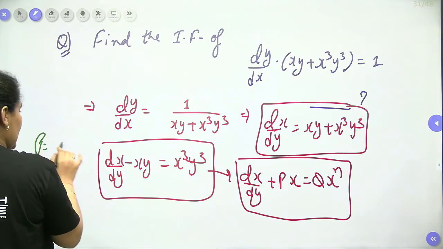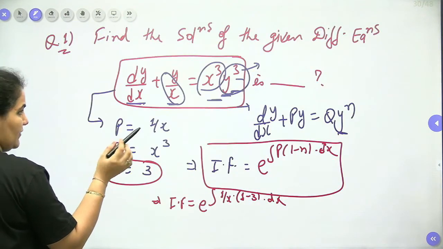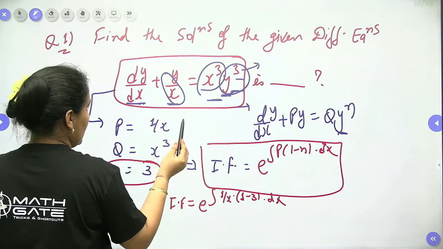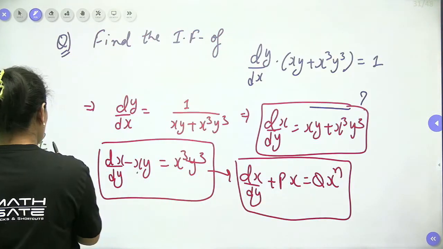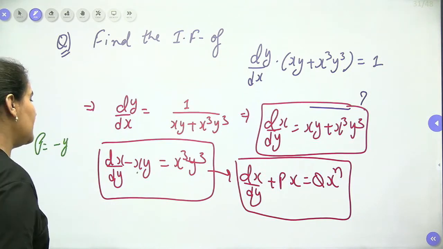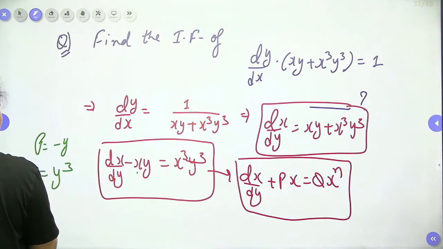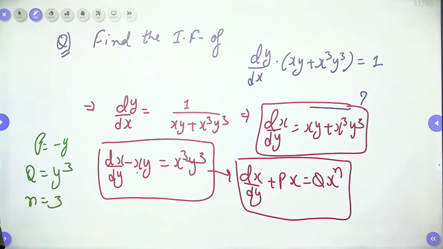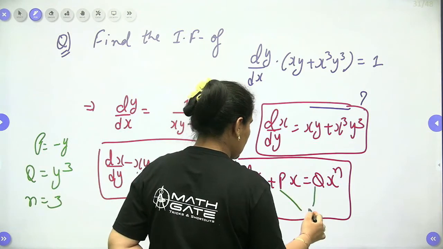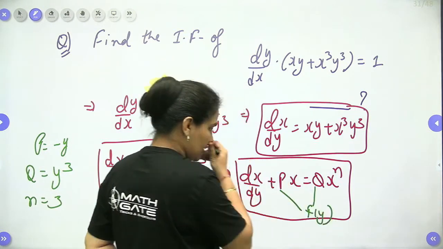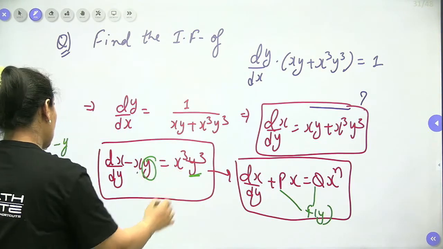So what will be the p? As you can see, p will be what? When we approach this one, earlier it was 1 by x, but now my p will be minus y only, yes, exactly. And the q will be y cube only, yes, exactly. And n is equal to 3 only, because we know very well whenever we have this form, p and q are functions of y always. So that's why p is equal to minus y and q is equal to y cube.